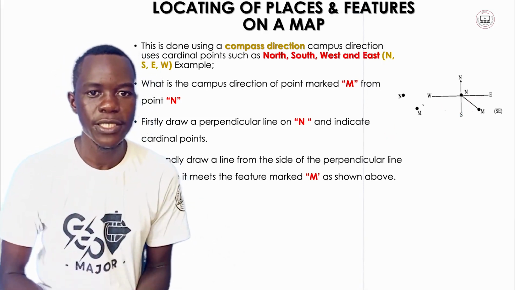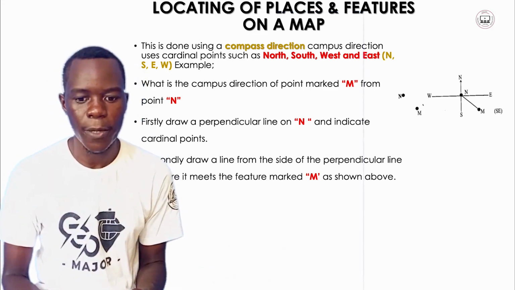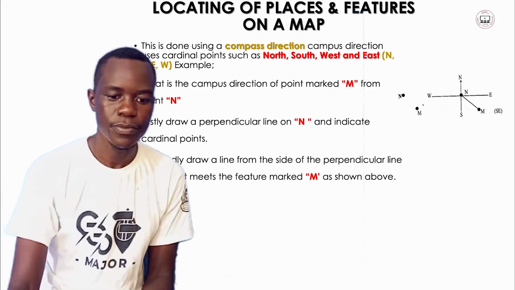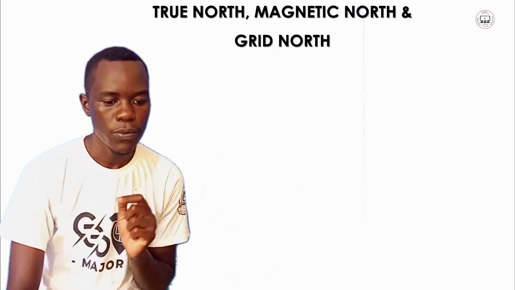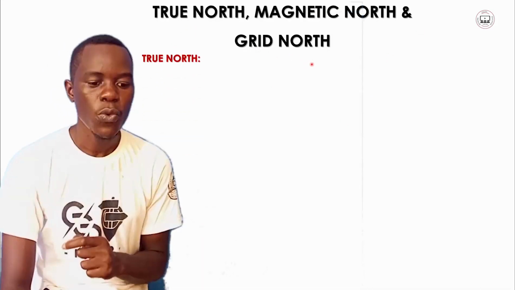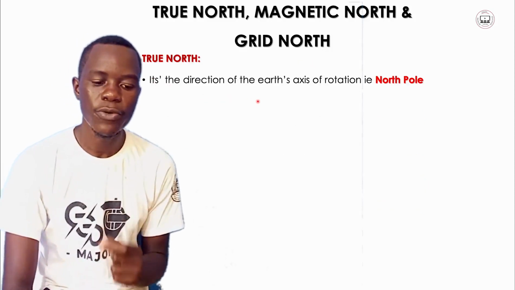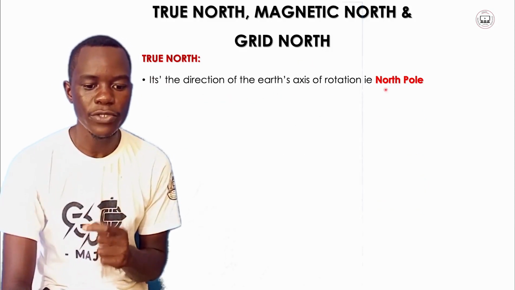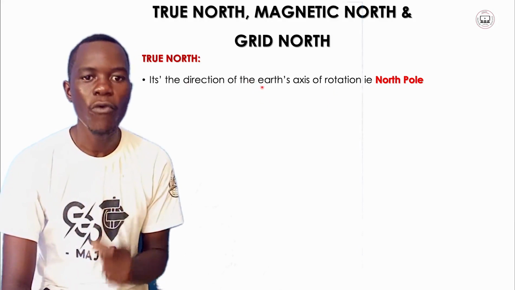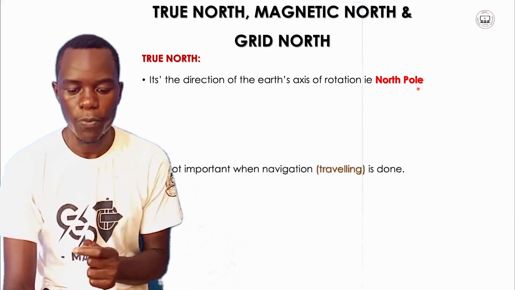Now we have looked at locating places as well as features on the map. The next thing we are going to look at is the true north, magnetic north, as well as the grid north. So what is the true north? It is the direction of the Earth's axis of rotation, that is, the North Pole.